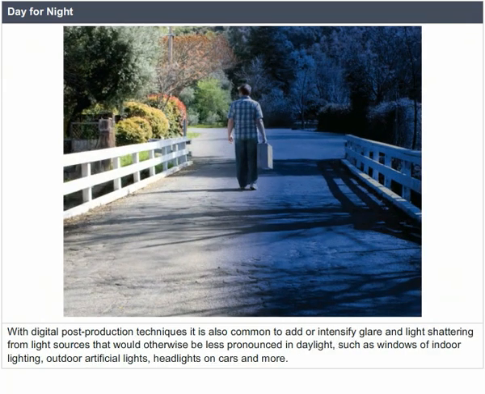With digital post-production techniques, it is also common to add or intensify glare and light shattering from light sources that would otherwise be less pronounced in daylight, such as windows of indoor lighting, outdoor artificial lights, headlights on cars, and more.